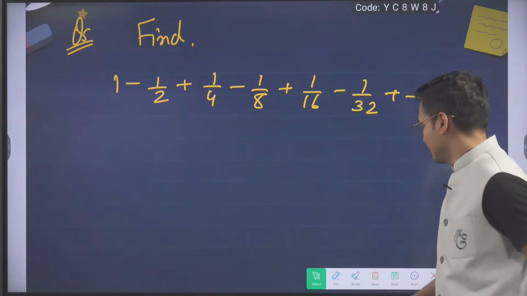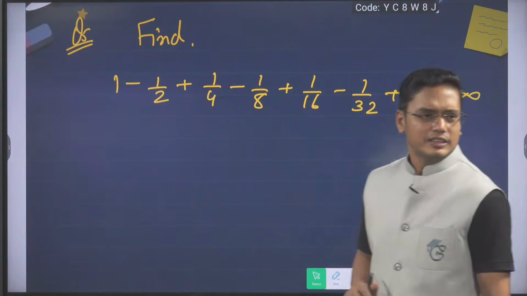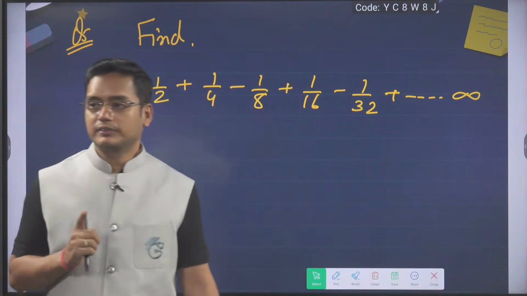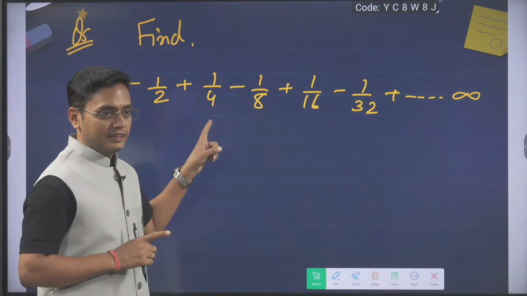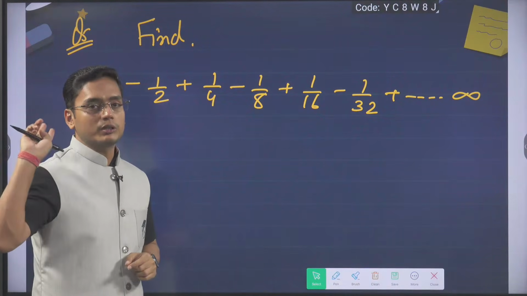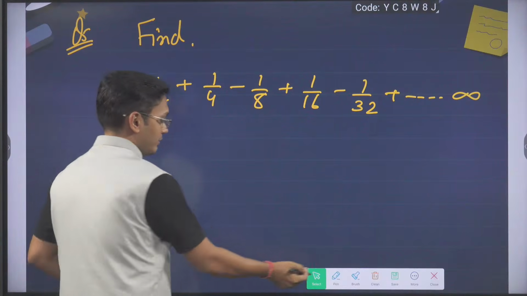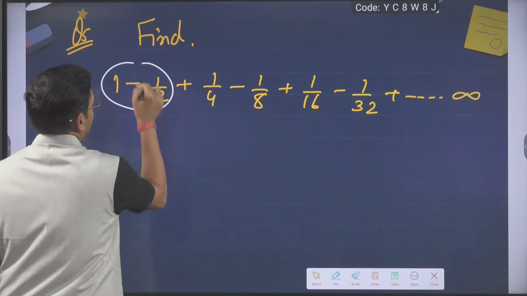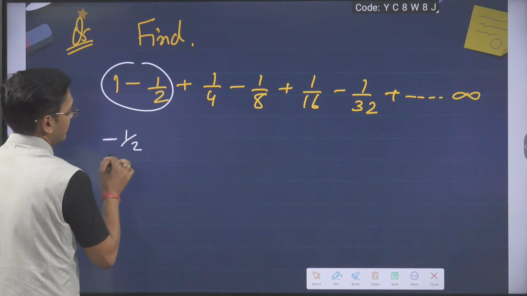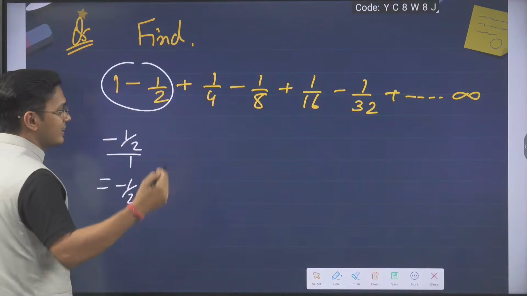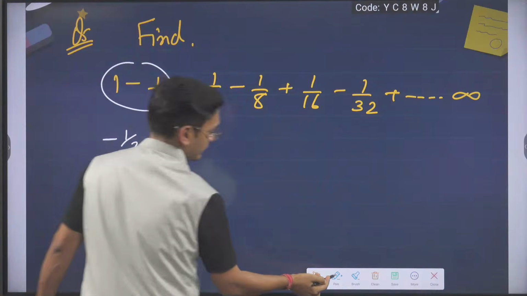Now see here how to do the calculation. Same logic. First we have to check here, is it in GP or not? How to check if it is in GP or not? Just divide 2 terms. Any 2 terms divided. So first I'm checking GP or not. Take this one. So can we say this is minus 1 by 2 divided by 1 comes out to be minus 1 by 2. First thing.